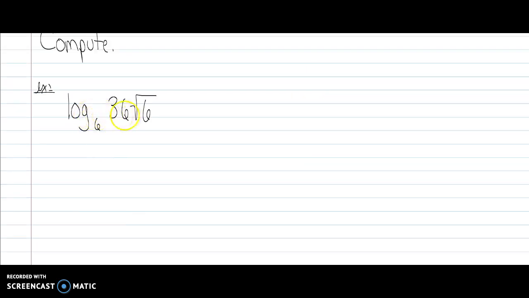Next example asks us to compute this. And I see this nice log base of 6 with a 36 and a square root of 6 in there. And I see between them there's not anything written, but it's implied that there's a multiplication sign. So what we're going to do is expand this. It's log base 6 of 36, log base 6 of the square root of 6. And since these are multiplied inside of this log, it means we're going to add them right here.